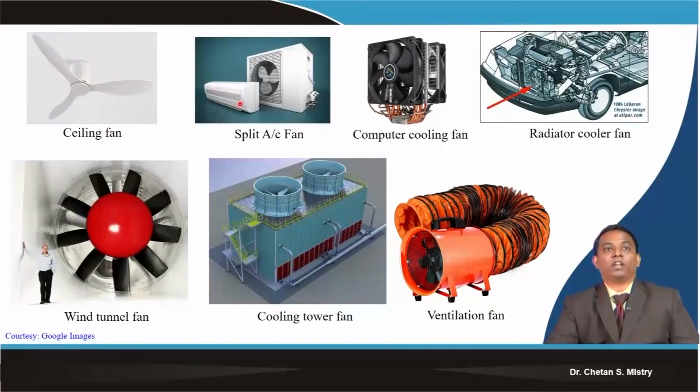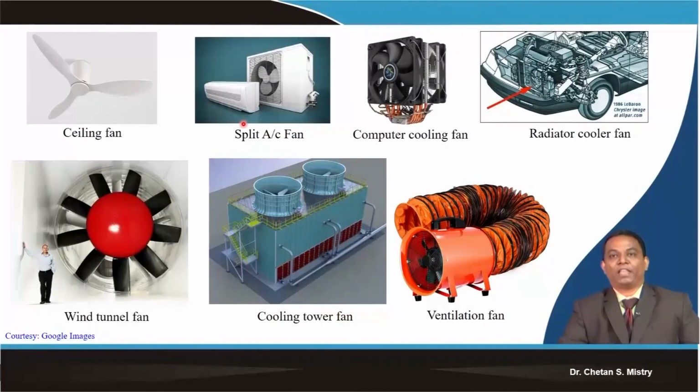If we look at them one by one, for a ceiling fan the purpose is to supply a large quantity of air with low pressure. The split AC fan is used for cooling of the condenser. These days they have started talking about high speed computing, which requires a large amount of cooling for those processors. A radiator fan is used for cooling of your engine. All these applications are for cooling purposes.